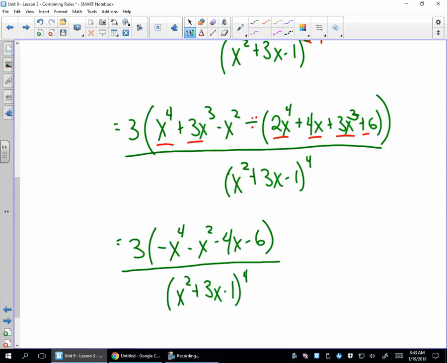I suppose if you wanted to, you can multiply everything by 3 on top. It doesn't really make it simpler, it just gets rid of one of the brackets, that's all. Okay, so that's by the quotient rule.